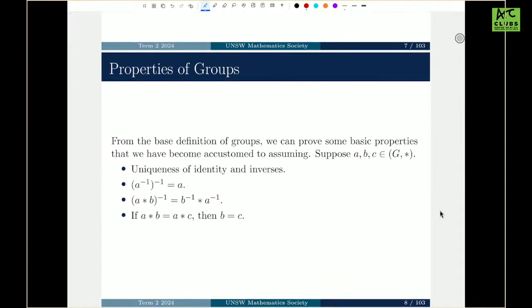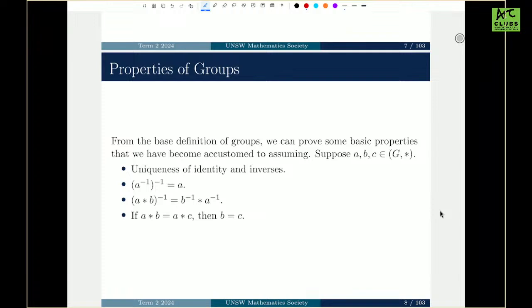We'll go through a slightly faster way to show that something is a group. We'll typically show that things are a subgroup of an already well-known group, and we'll get to that. From the base definitions of groups, we can prove some basic properties that we usually just take for granted, but these have to be actually proved from the axioms of groups.